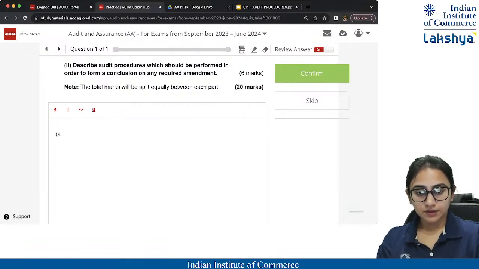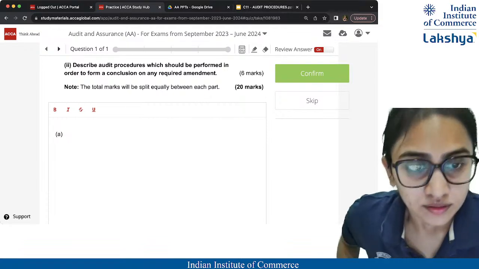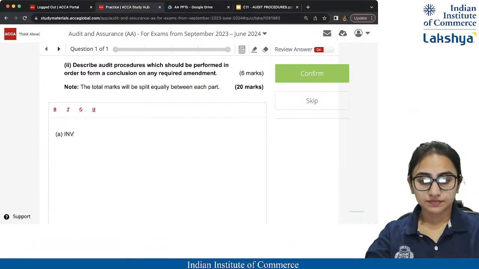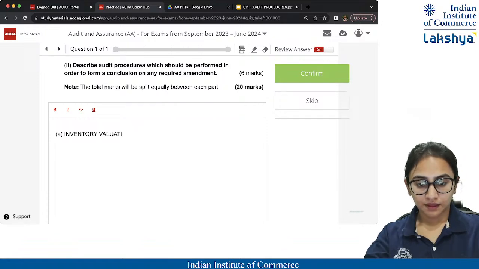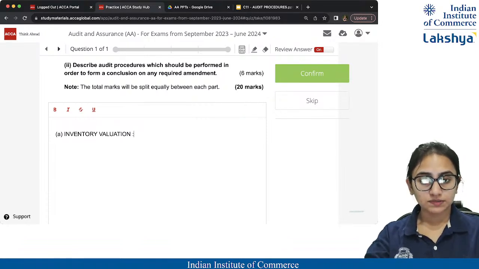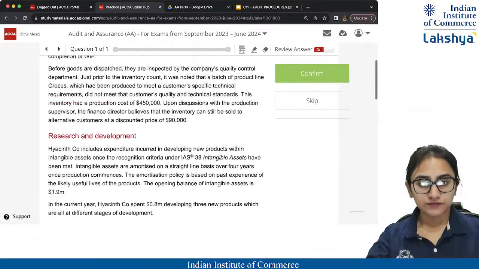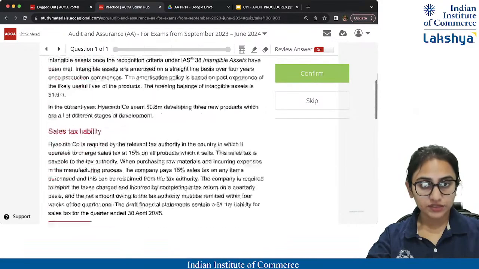This is the A part, which is inventory valuation. Now we already saw substantive procedures for inventory valuation when we were doing the revision. So write whatever you have read, based on that you write down.